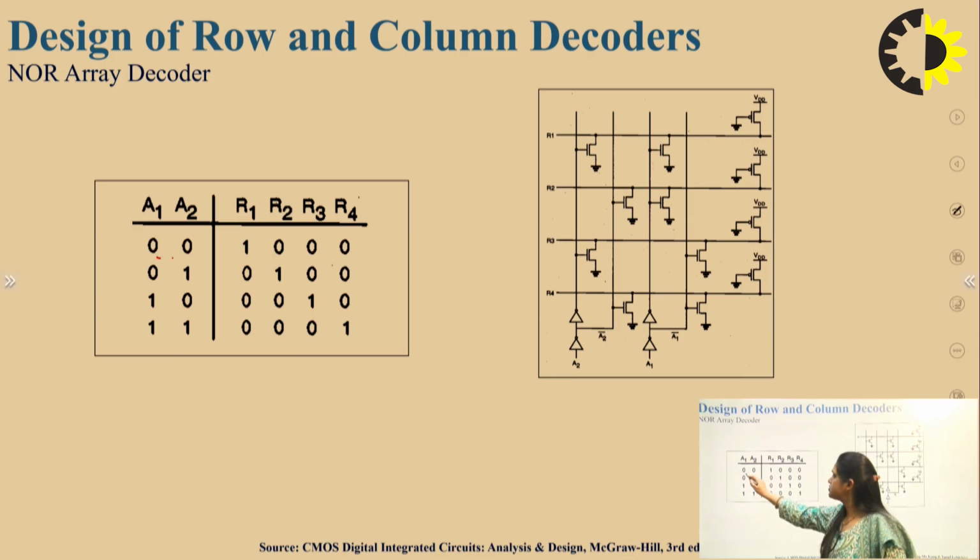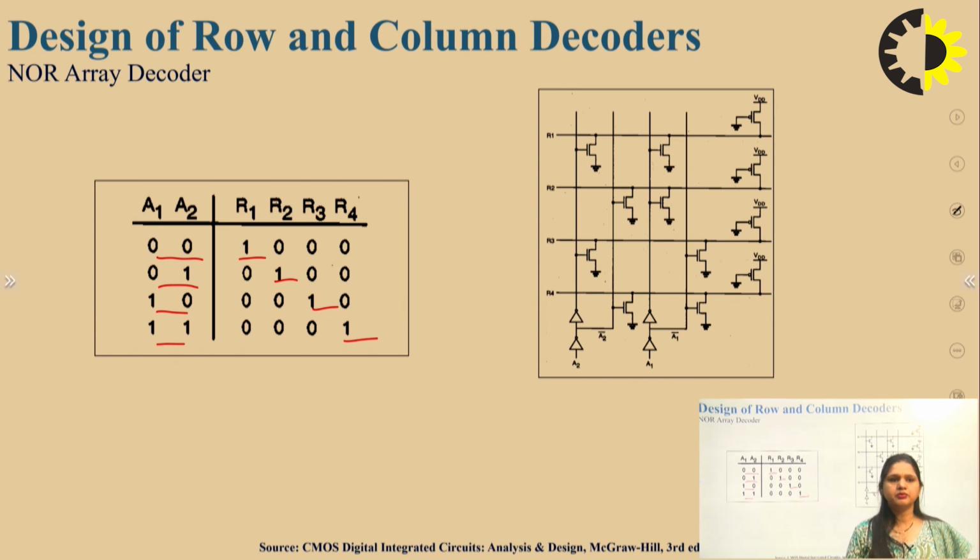If 0, 0 is given as an input to the decoder, then a particular row will be selected. If 0, 1 is given, then row 2 will be selected. If 1, 0 is given, then row 3, and for 1, 1, row 4 is selected. So this is the typical structure of a decoder of row or column. Any decoder can be designed using this table.